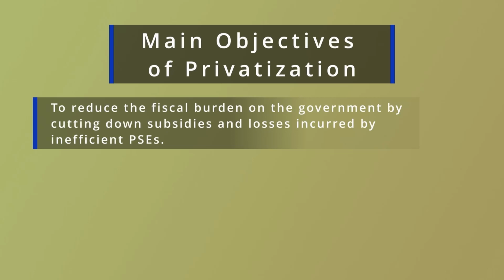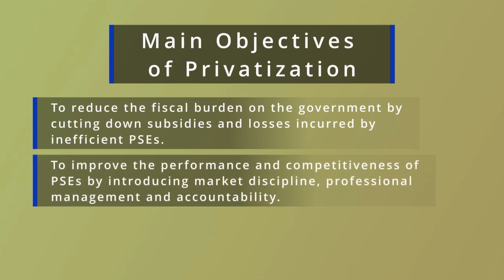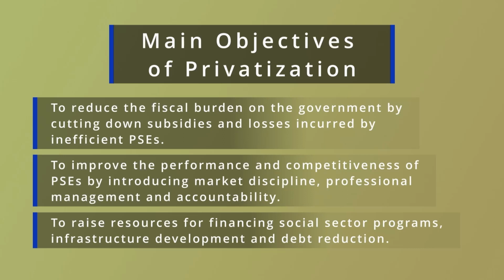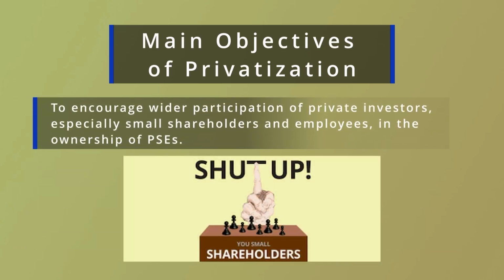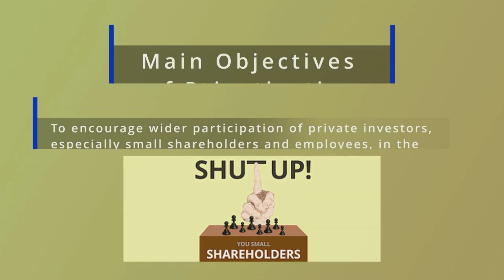These objectives of privatization are: to reduce the fiscal burden on the government by cutting down subsidies and losses incurred by the inefficient public sector enterprises; to improve the performance and competitiveness of public sector enterprises by introducing market discipline, professional management, and accountability; to raise resources for financing social sector programs, infrastructure development, and debt reduction; to encourage wider participation of private investors, especially small shareholders and employees, in the ownership of the public sector enterprises. Whatever may be the argument in favor of the public sector enterprises put forward by the government, the main point is to overcome the burden of the government, to reduce the subsidies in respect of the public sector enterprises.